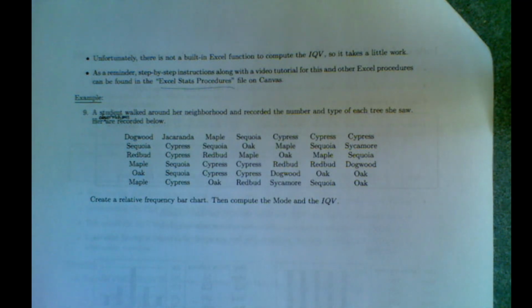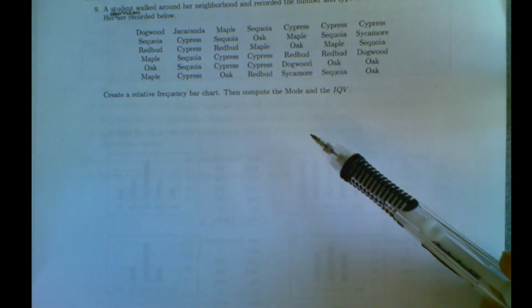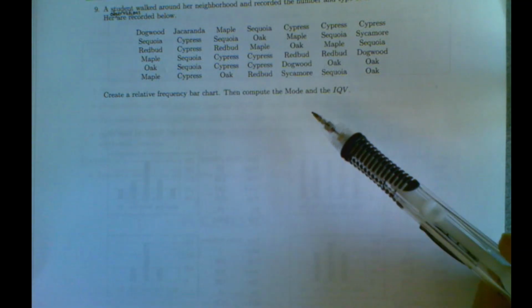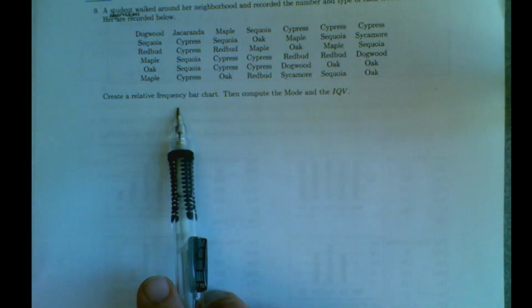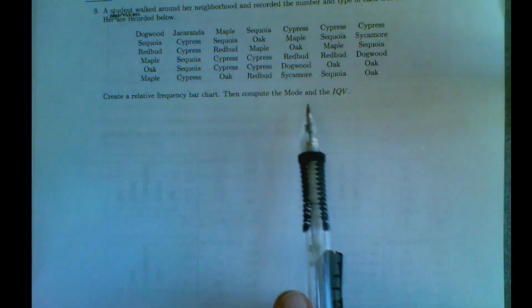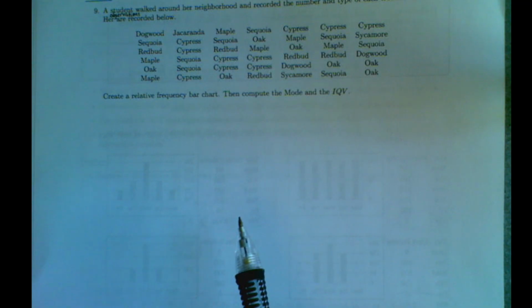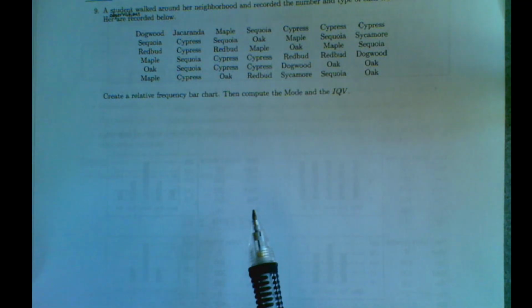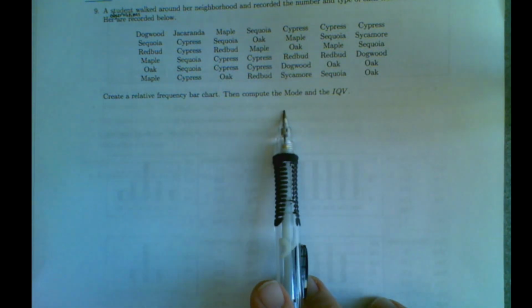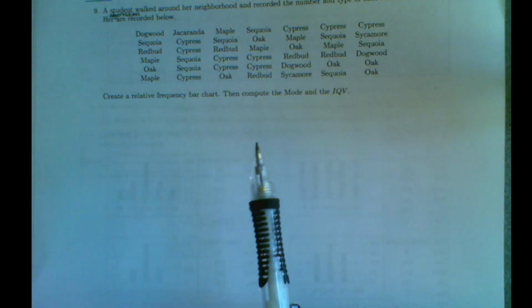So let's practice, okay? This example says, a student walked around her neighborhood and recorded the number and type of each tree she saw. Her observations are recorded below, okay? And we're asked to create a relative frequency bar chart and then compute the mode and the IQV. So we're actually asked to do several different things here. I'm just going to head over to Excel and do the work there, okay? So let's head over to Excel.